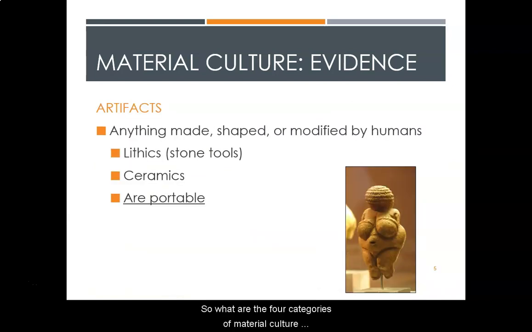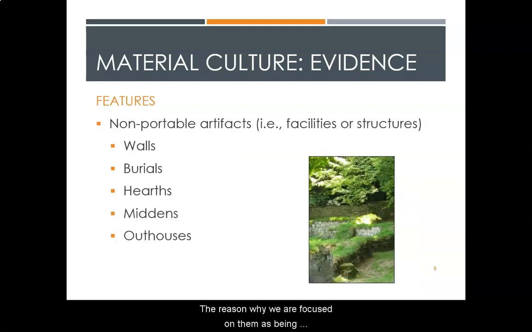So what are the four categories of material culture that we have? Well, let's look at this term of artifacts. Artifacts are anything that is made, shaped, or modified by humans. So you interact with artifacts every single day. We're absolutely surrounded by them. One of the key things that I want to emphasize about artifacts is that, typically speaking, they're small portable items. So I shouldn't say small, but they're definitely portable. And the reason why we refer to them as being portable is that features are also things that are made, used, and modified by humans, but they're non-portable.